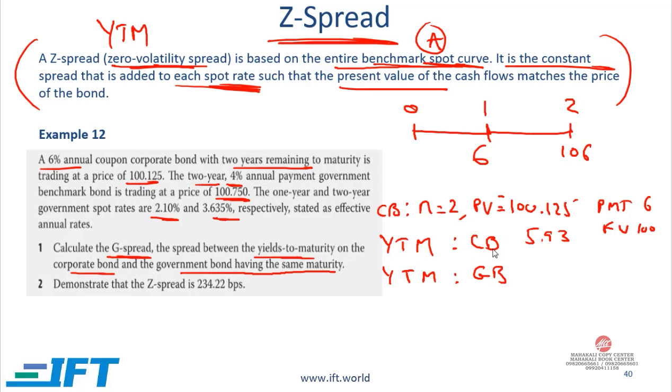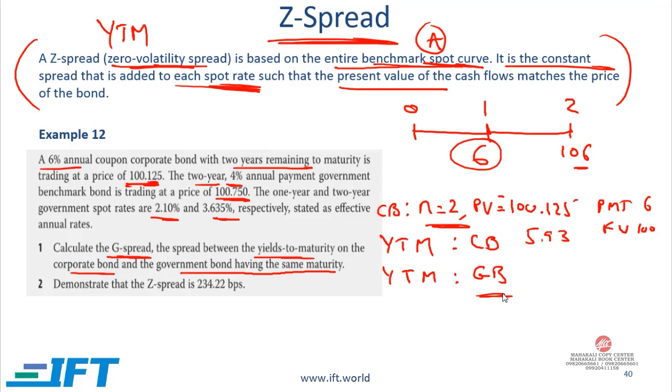So the YTM on the corporate bond: N is 2 because we have 2 periods. PV is minus 100.125, that's given. Payment is 6. The future value is 100. You compute the interest rate, that's the YTM, and you get 5.93. And this number is in percent. If you use the same method with the government bond, what do you get?